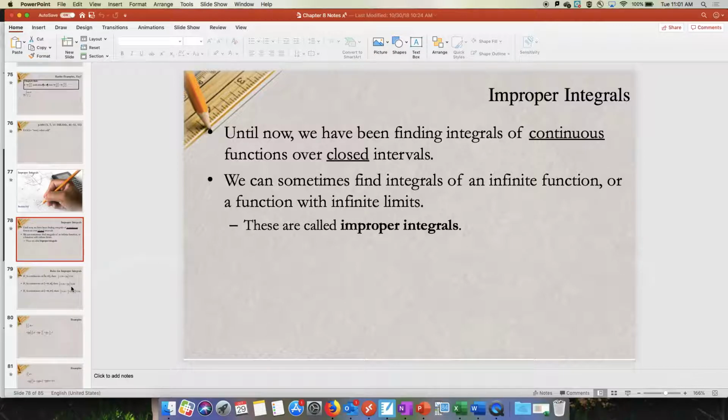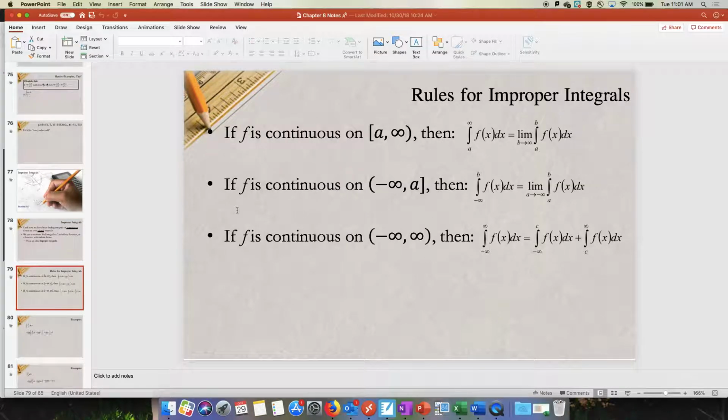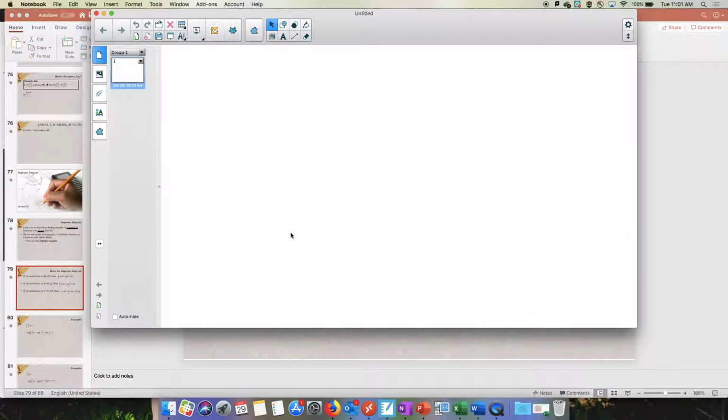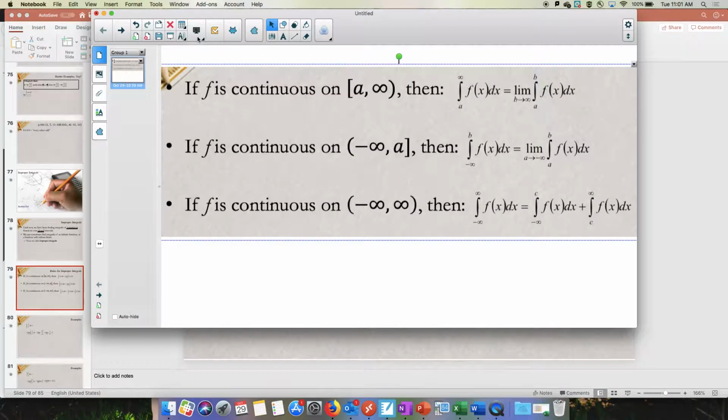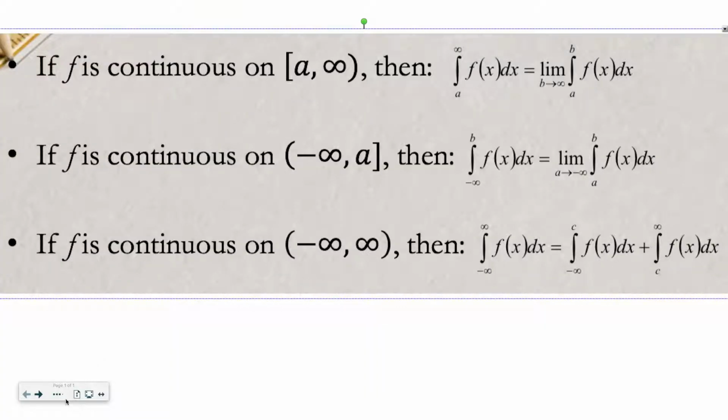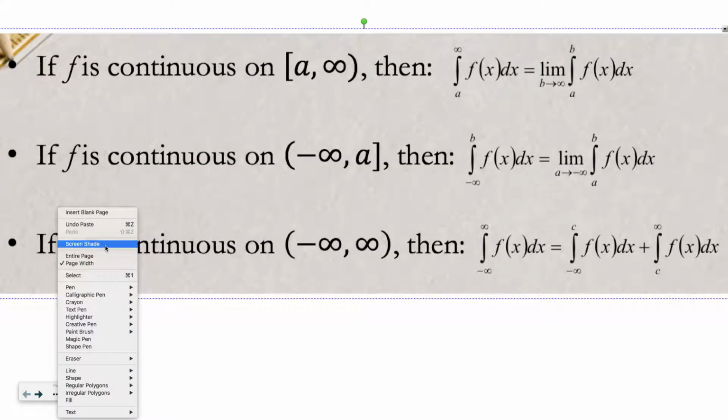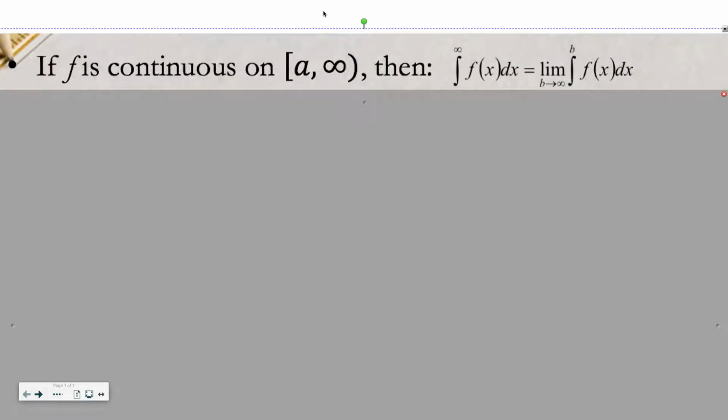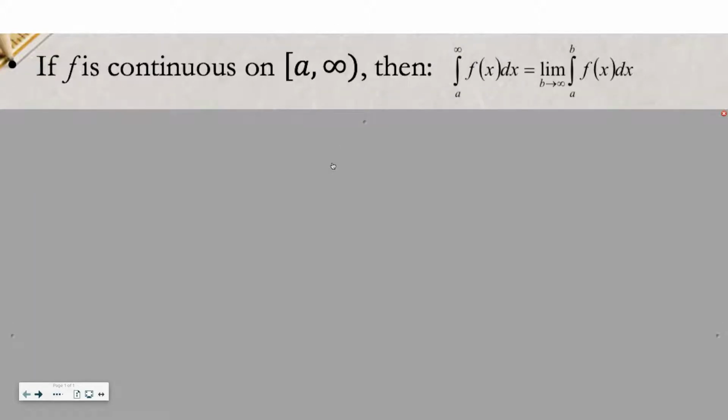So, I'm gonna give you some rules here. Let's say we have an interval from a to infinity, okay? Which means your limits of integration are a to infinity. You can't just plug infinity into a function. Oh, but we can do that with a limit. Okay, that's what we've been doing with limits since a year ago.